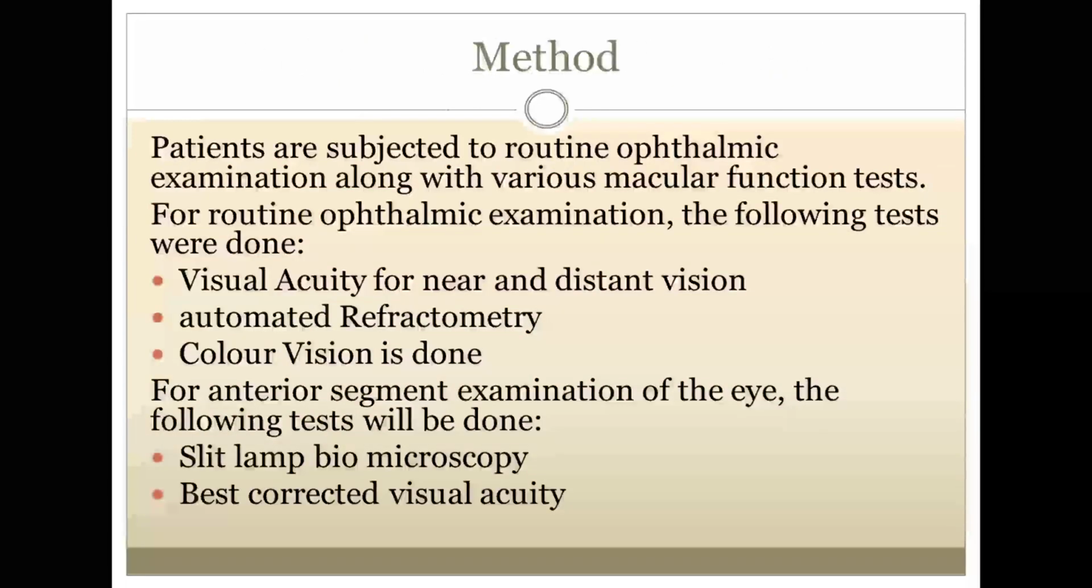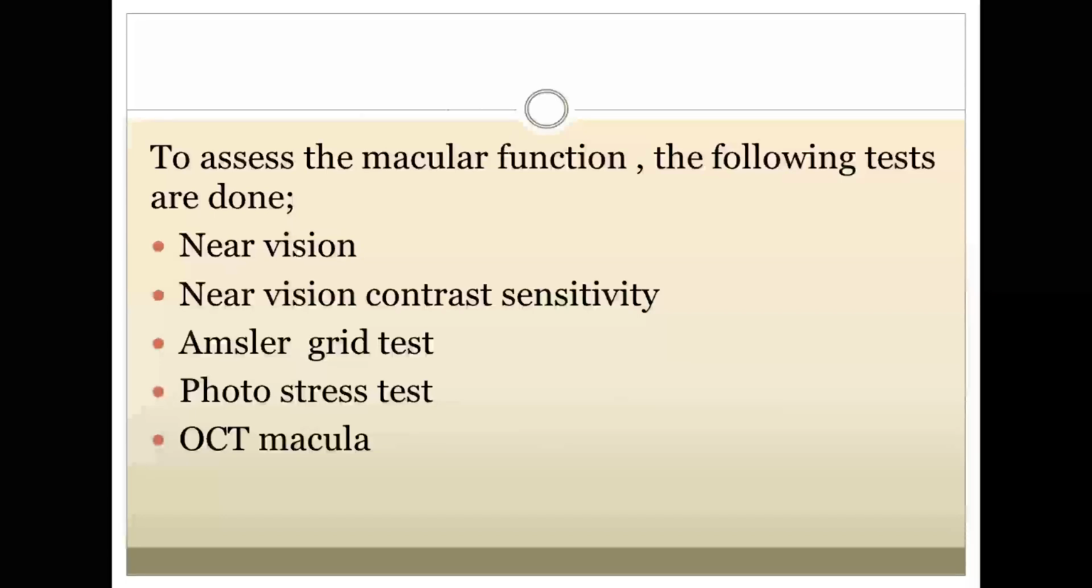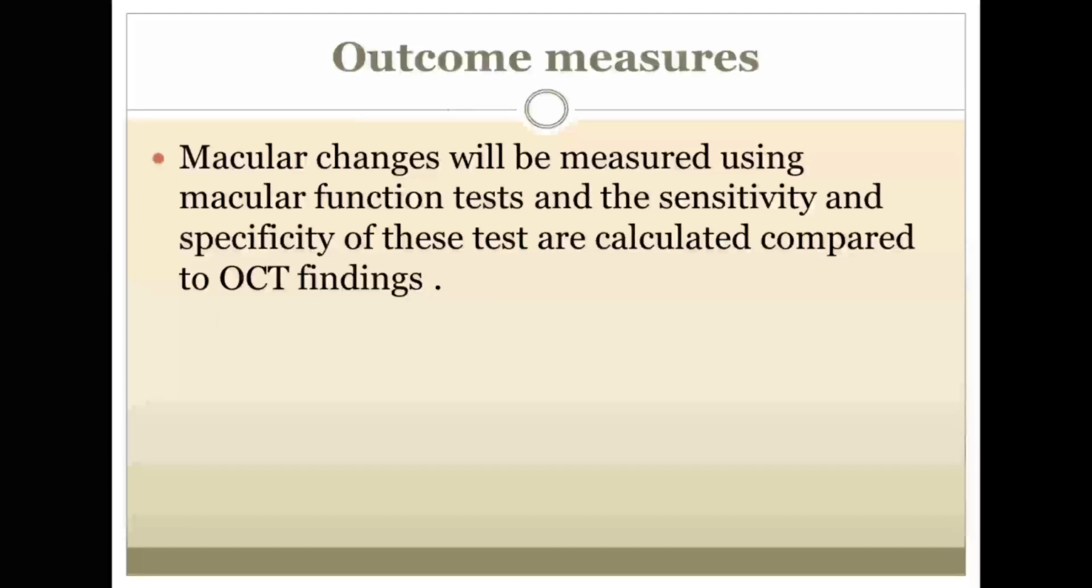Patients were subjected to routine ophthalmic examination along with various macular function tests mentioned above. For routine examination, visual acuity for near and distant vision and best corrected visual acuity were performed. Color vision was documented. For anterior segment examination, slit lamp biomicroscopy was done. To assess macular function, near vision contrast sensitivity using the Pelli-Robson chart, Amsler's grid test, photostress test, and OCT macula were performed. Macular changes were measured using the macular function tests, and these findings were compared to the OCT findings.